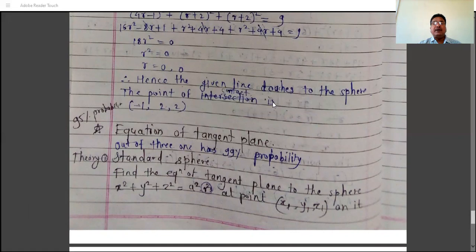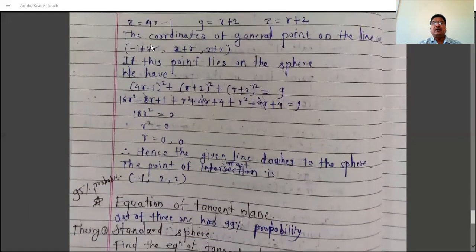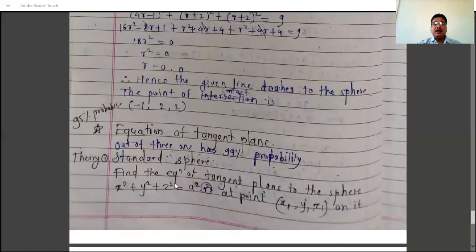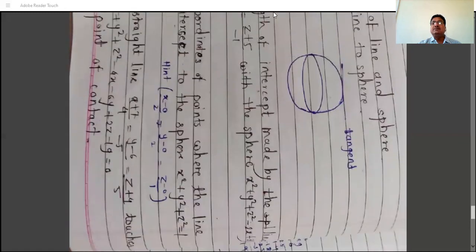And now I have to find the point of contact. So substitute r is equal to 0 in the coordinates of the general point on the line. What do we have? The point of contact, substitute r as 0. So what do we have? Minus 1, 2, 2 as the point of intersection. So we will see another problem of the same type.